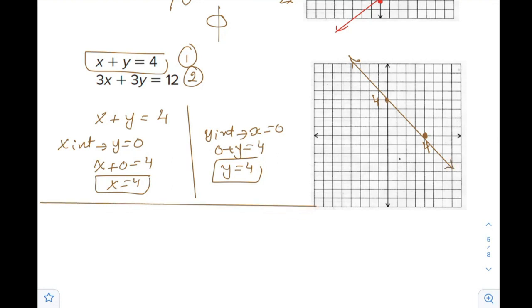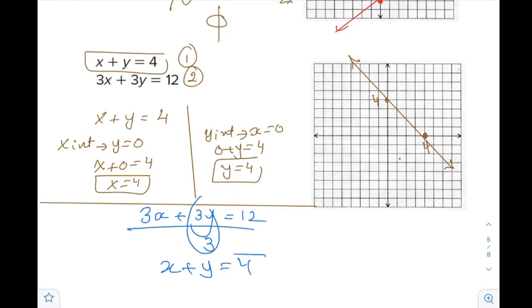If you want to graph the second line, 3x plus 3y equals 12. By the way, we can simplify before we graph. You can divide everything by 3: 3x over 3, 3y over 3, 12 over 3 is 4, and we end up with the same original equation. That means it's the same line.